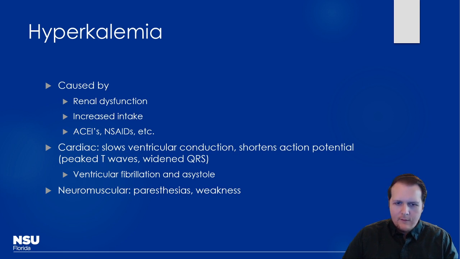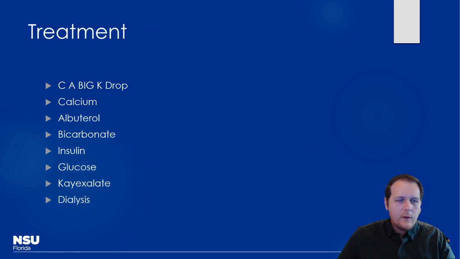But certainly things like VFib, asystole, obviously those are not really compatible with life. So we'd like to avoid that if we can. Other things you may see include some neuromuscular changes like weakness and paresthesias, because your muscles are going to be pretty well affected by this, just like the myocardium will, right? So how we treat this specifically.